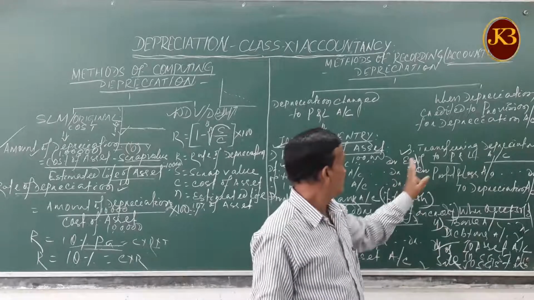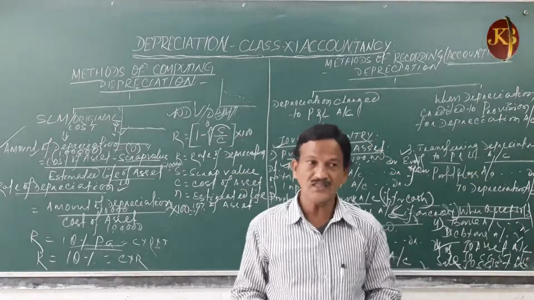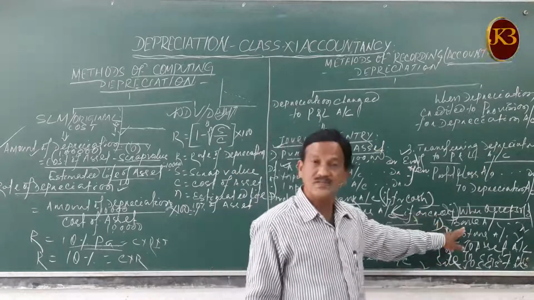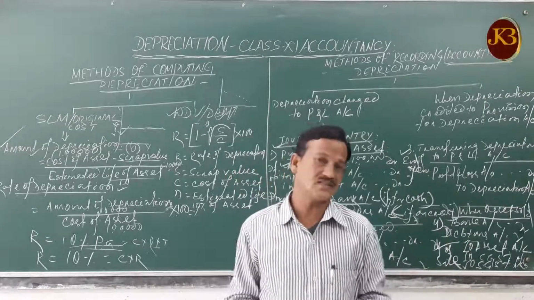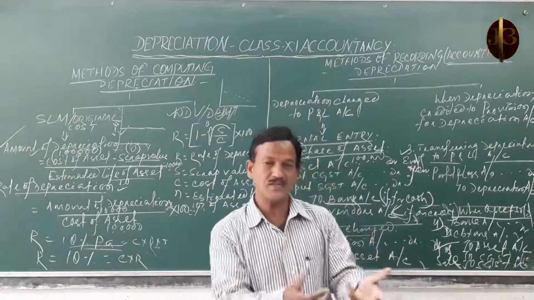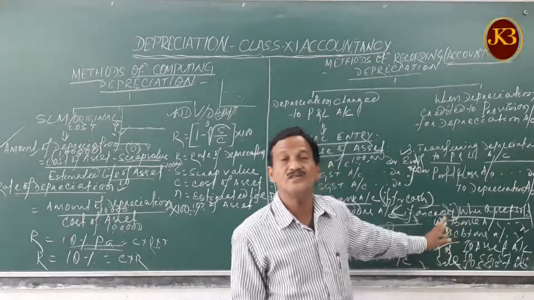So 1 lakh minus 30,000 depreciation, the remaining value is 70,000. But the sale price is 50,000. So the difference amount is the profit or loss, and here it is a loss. Likewise, you will calculate the loss or profit on sale of assets.